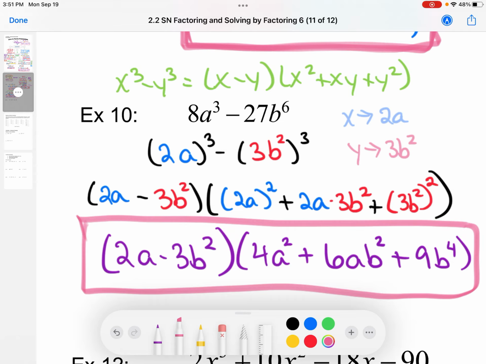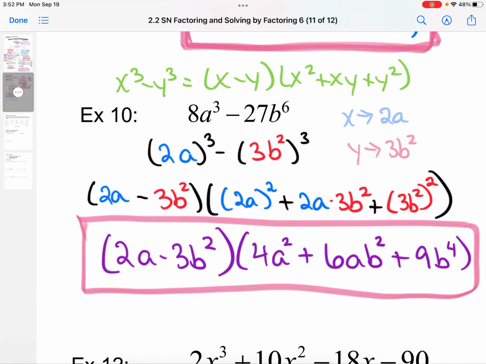Now, what we did here, I'm going to run through this again. What we did here was we took the cube root of a to the third. That gave us our 2a. That's what we plugged into the factoring formula for x. We took the cube root of 27b to the 6. That's 3b squared. We plugged that 3b squared in place of the y. And that's how we got that factored form. Then we just squared and multiplied and cleaned up what we needed to get that final answer.